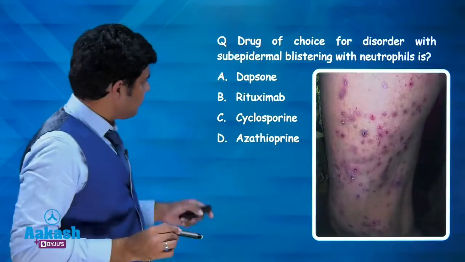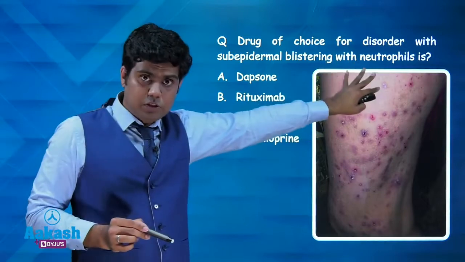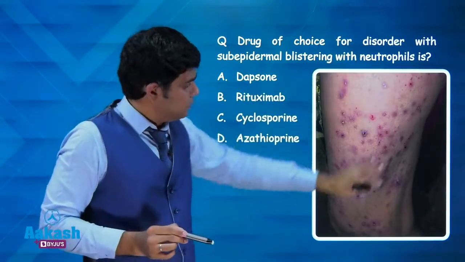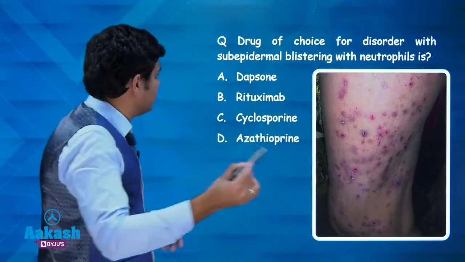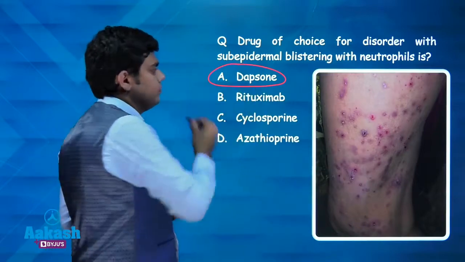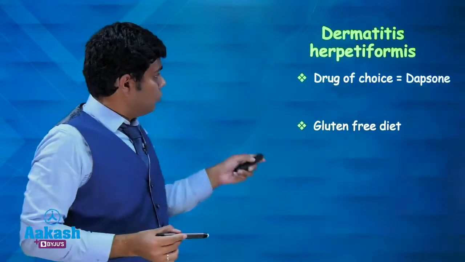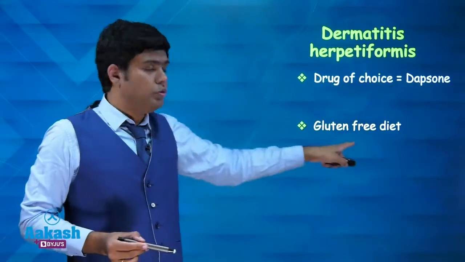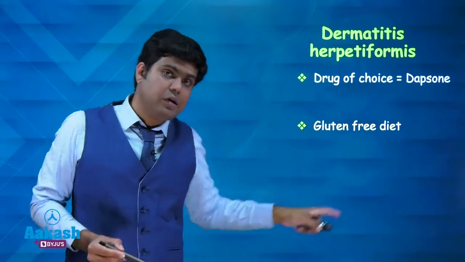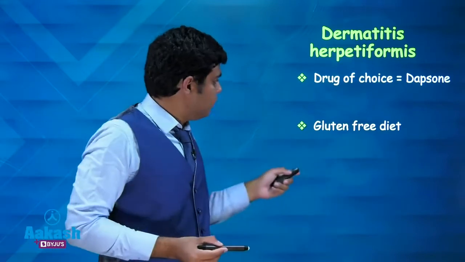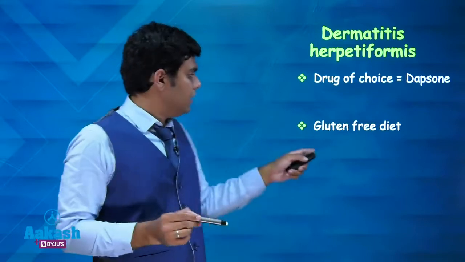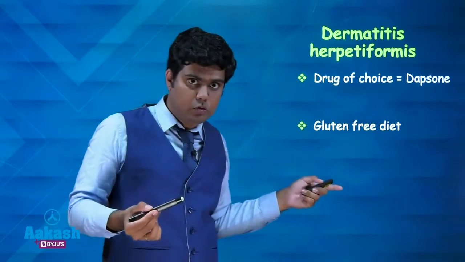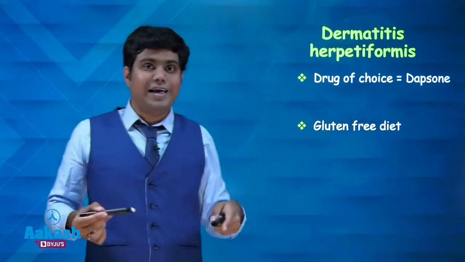Okay friends? Right. Now if this was the question, then what would be your answer? Subepidermal blistering with neutrophils. This picture is of dermatitis herpetiformis. Again the answer would be dapsone. Okay. Now one more important point here. Drug of choice is dapsone for dermatitis herpetiformis, but a gluten-free diet is also important. What do you mean by gluten-free diet? The patient cannot take a gluten-containing diet because the patient also has gluten enteropathy, and the dermatitis herpetiformis will aggravate.